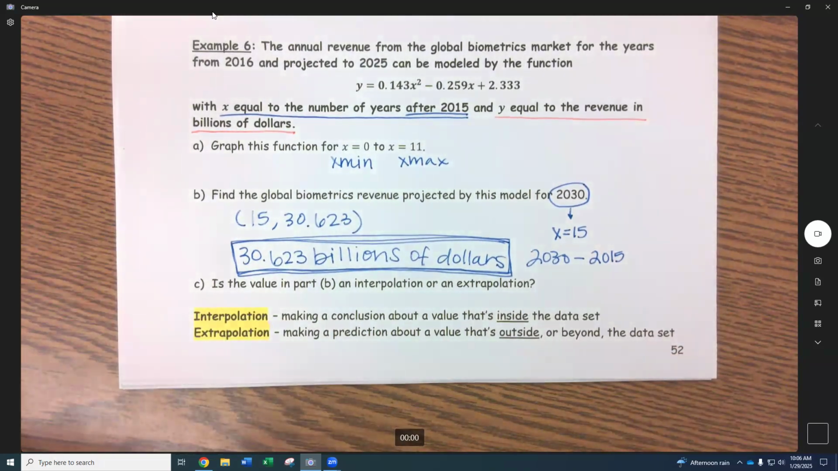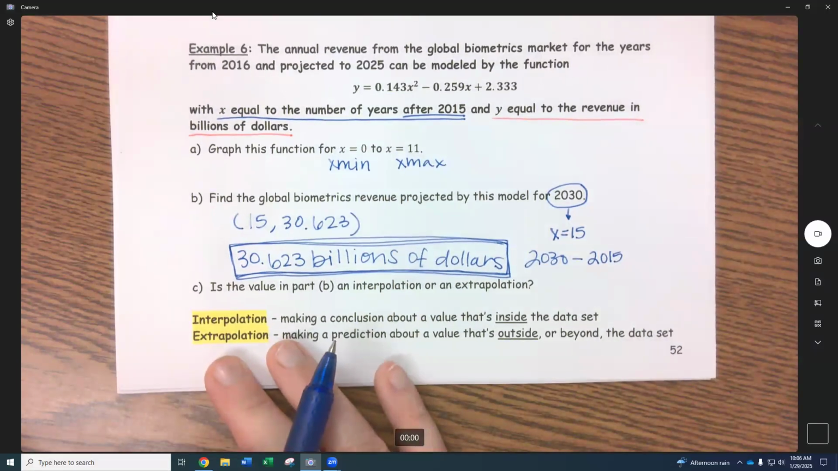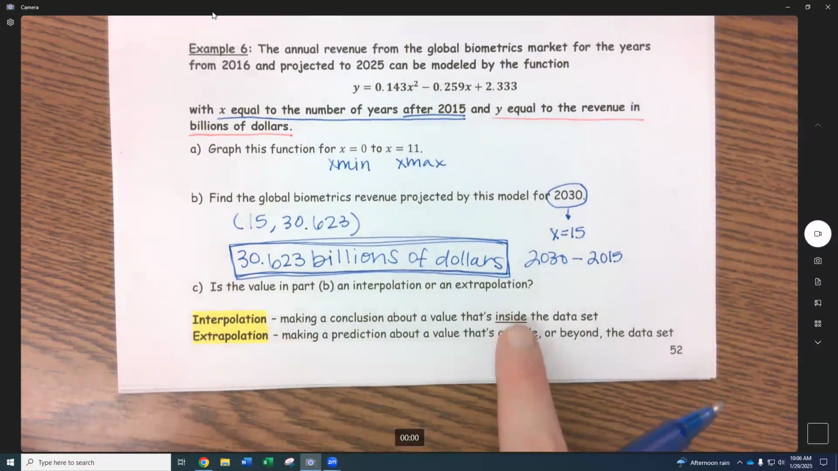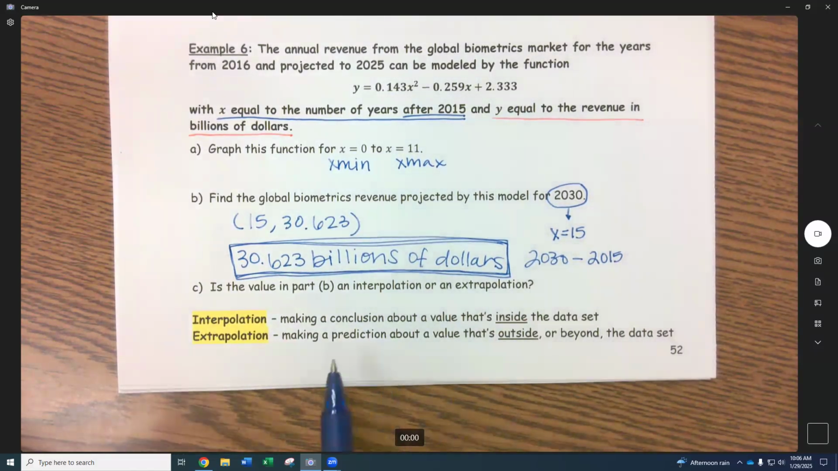Now, is your value of part B an interpolation or an extrapolation? What do those mean? I defined those for you here, and the key words are inside and outside your data set. An interpolation is making a conclusion about a value that is inside the data set. An extrapolation is making a prediction about a value that's outside or beyond the data set.